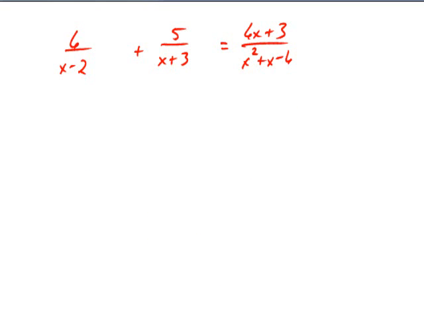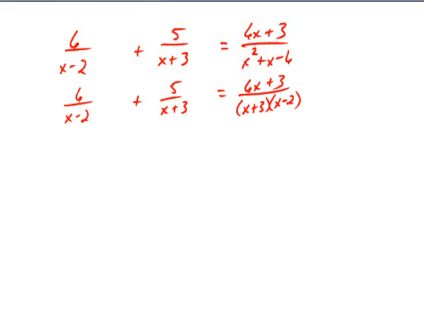In this example, I have denominators of x minus 2, x plus 3, and then x squared plus x minus 6. I want to factor this down, the x squared plus x minus 6, to see if that is my least common denominator of all the denominators. So let me bring everything else down that I haven't used yet and factor down that last denominator. It factors into x plus 3, x minus 2, which is my least common denominator.